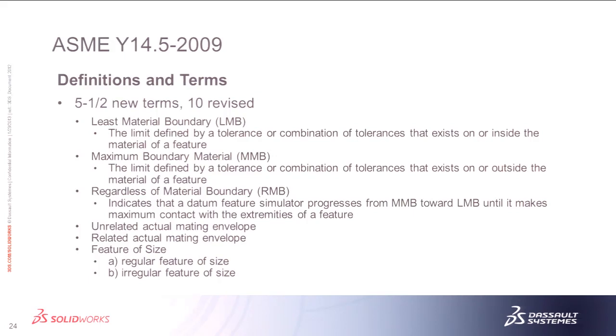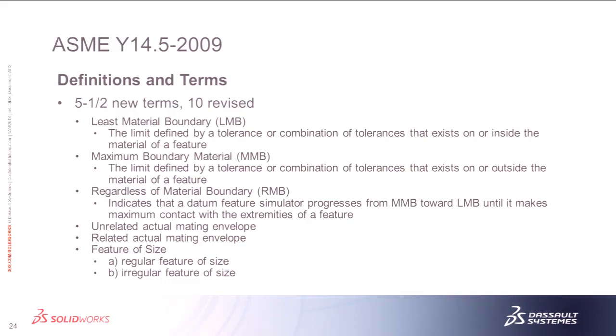All right, so definitions and terms. There's 5.5 new ones, because one of them's not really new, but they extend upon it further. And then there's 10 revised. I just put a few of them here. Your least material boundary, maximum material boundary, and regardless material boundary. They use the same symbol as MMC, LMC, and regardless doesn't have a symbol, just like the standard.